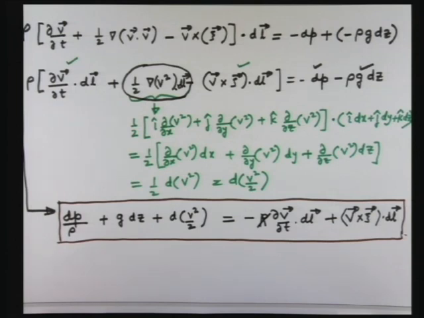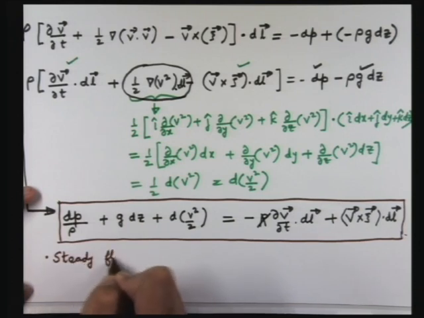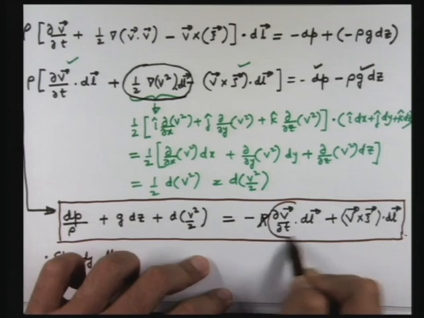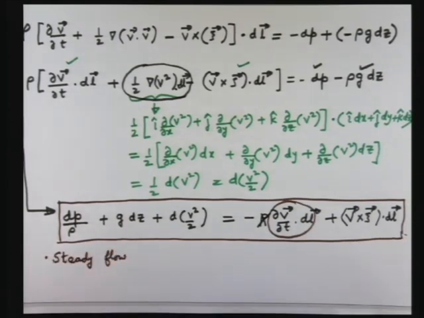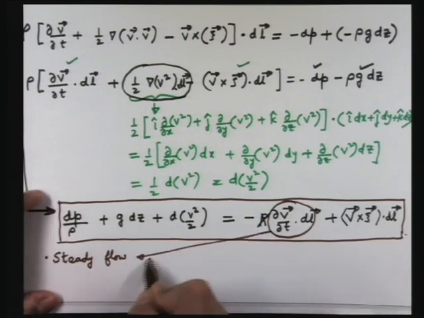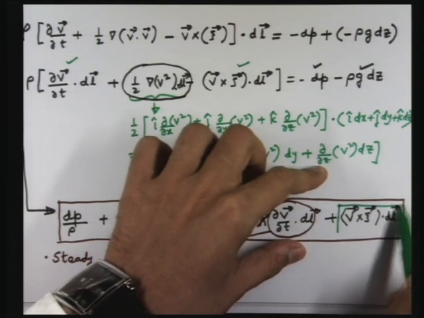We will make certain simplifications, and when we make these simplifications, we will see what we get out of this. The first simplification we make is steady flow. If it is steady flow, then this term is not there, so this term is 0. Then we will concentrate on the last term, a very important term.